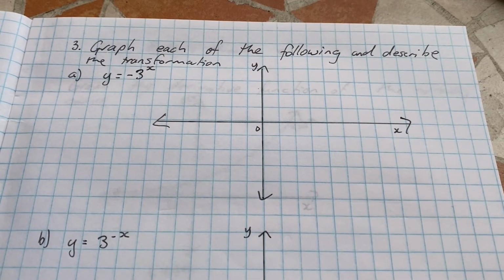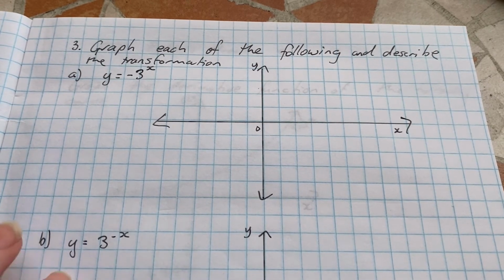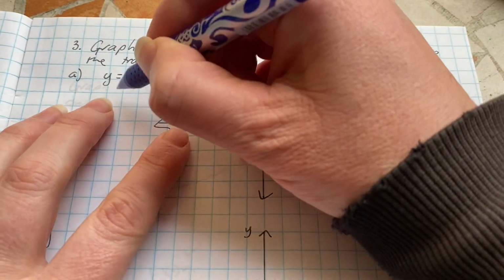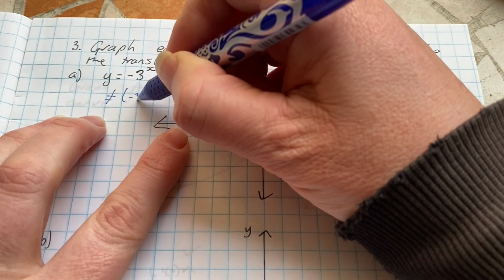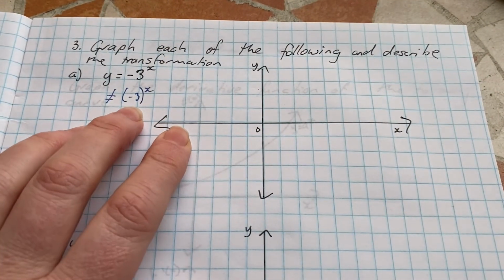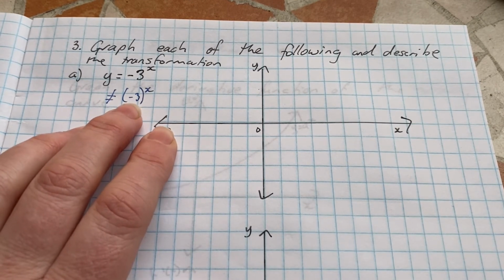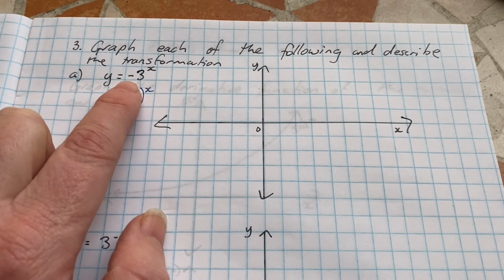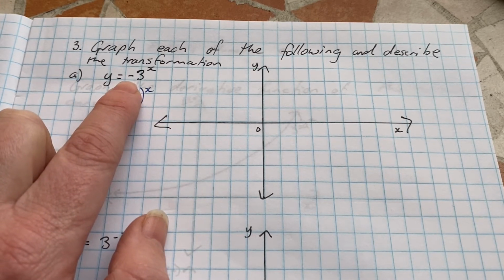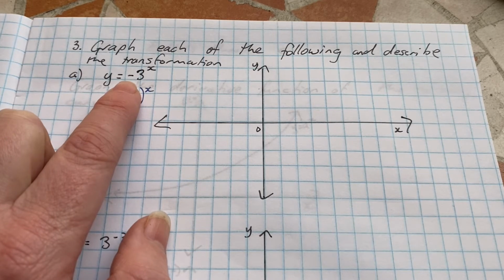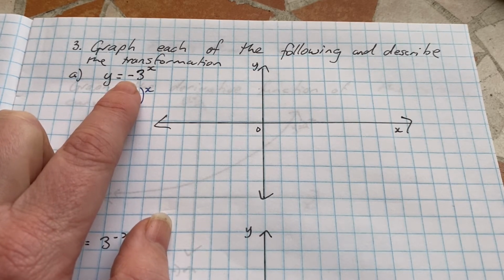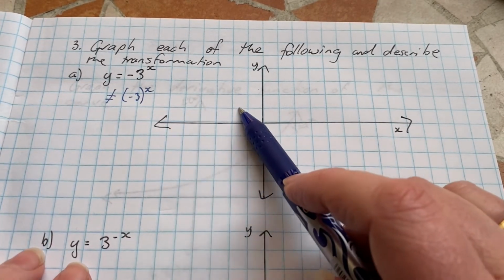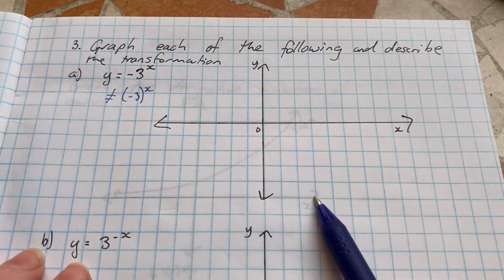Okay, we'll just do a few more. So graph each of the following and describe the transformation. So we've got y equals negative 3 to the x. Now, first of all, please be aware that this is not the same as negative 3 to the power of x. We can't have a negative as our base for these. So for negative 3 to the x, remember when you multiply everything by a negative, it has a transformation. It actually reflects everything through the x-axis. So instead of being a curve up here, it's going to be a curve down here.